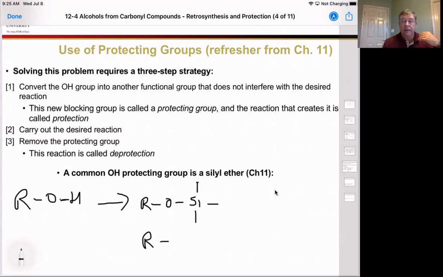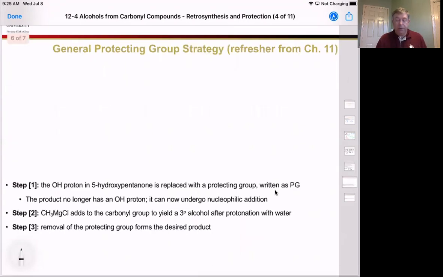Okay. So one of the very common groups we use in this book in particular is called the t-butyl dimethylsilyl group. And so what that looks like is it has a silicon, 2 methyl groups, and then a t-butyl group here. And we use that group a lot because it is stable to a lot of different reaction environments, but we can easily remove it. Okay. So let's talk about what we would do with that.